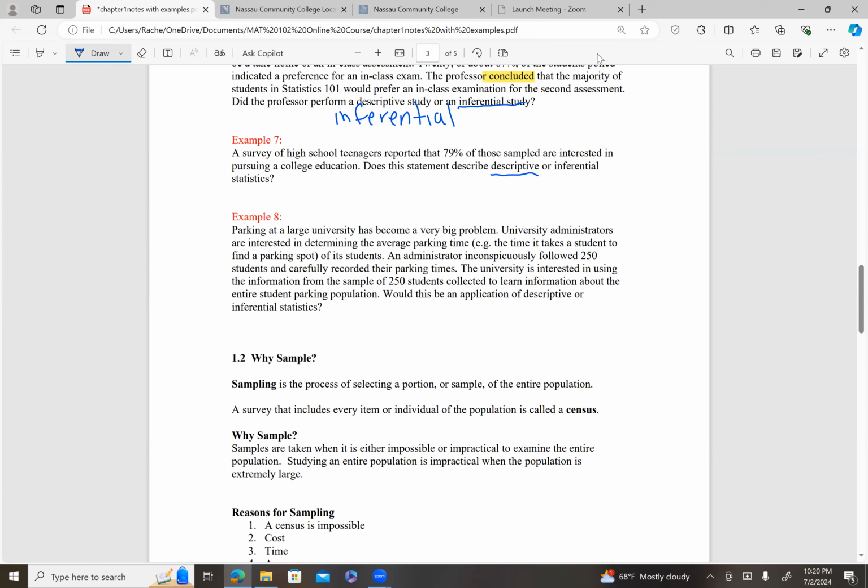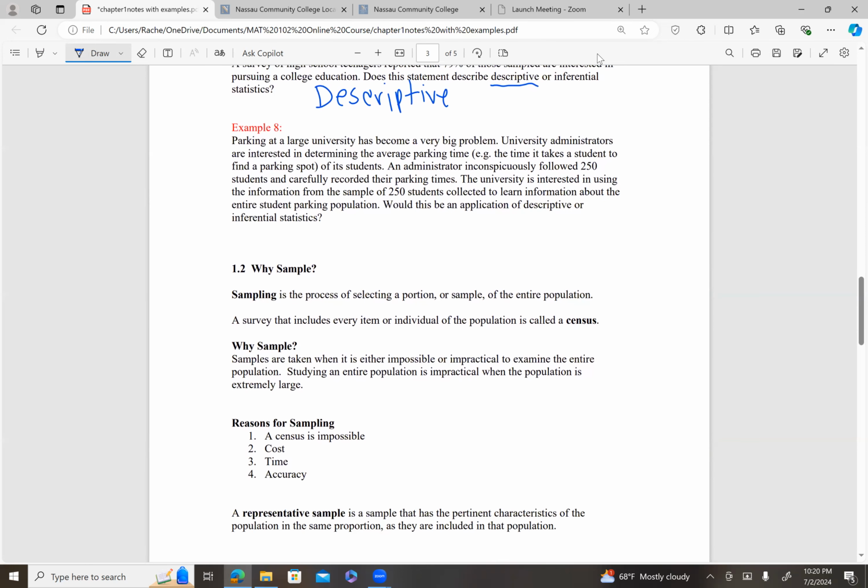There's no inference or conclusion being made about high school teenagers, as a whole, as a population. So since there's no inferences or conclusions being made about the population, this is not an example of inferential statistics. That 79% is just describing a characteristic of that survey. So this is going to be an example of descriptive statistics. So let's do one more example just to make sure we're clear between the two branches.